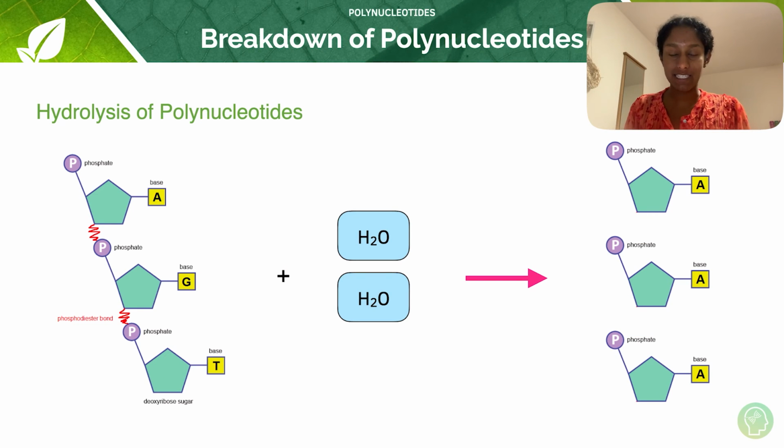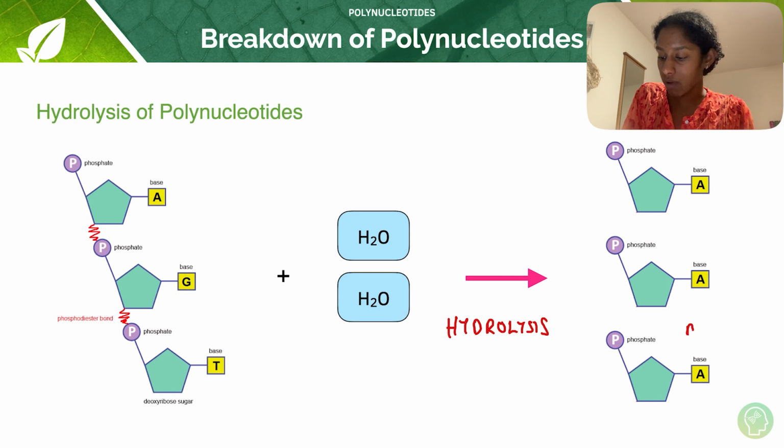So this is it depicted here. So this is our polynucleotide with our phosphodiester bonds. We've added our water and we've broken it up via a hydrolysis reaction into our monomers over here. And remember, our monomers are our nucleotides.